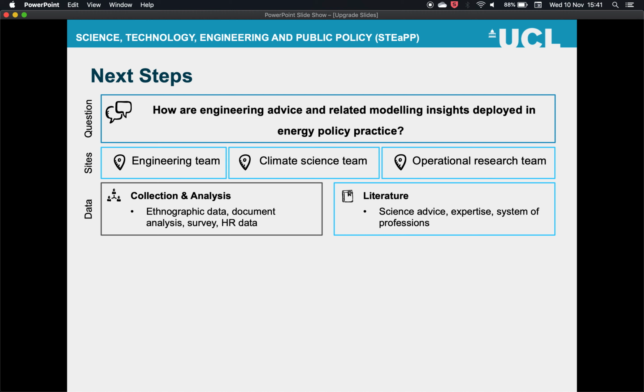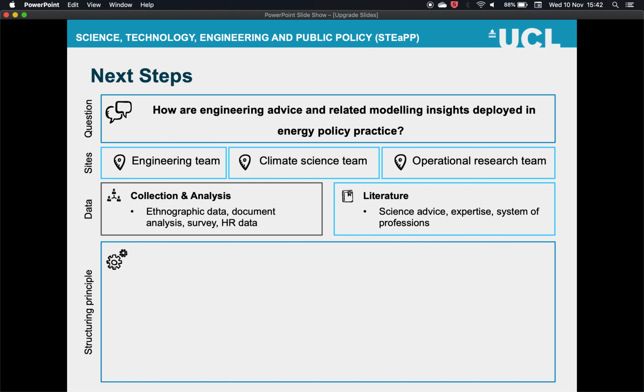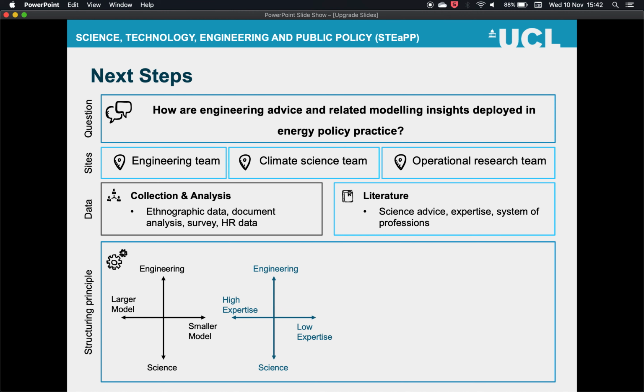Literature, I'll expand on what I've done so far and then also probably look into the debates around systems of professions, which will be very useful for the data I collect. I have not had time to look at that just yet, but I do know it exists by someone called Abbott, very famous.